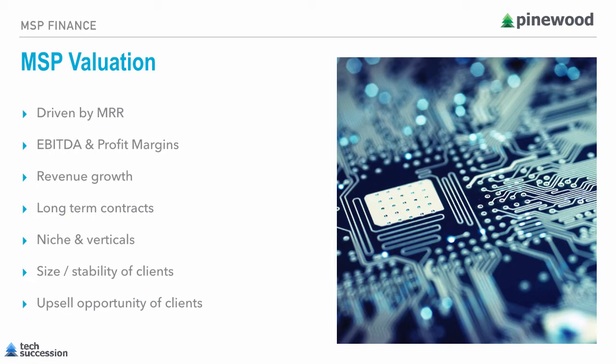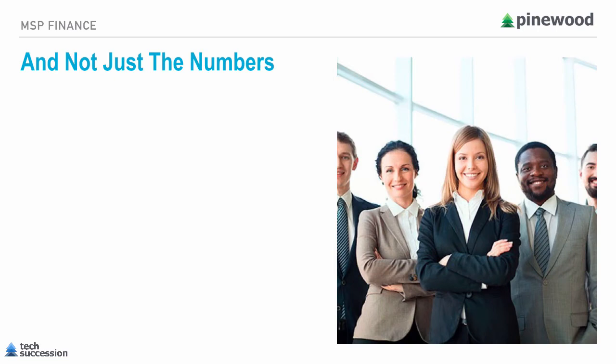But primarily you're looking at monthly recurring revenue and the annualized earnings of your business. But it's not just in the numbers. A good buyer will also look at the systems you have in place.